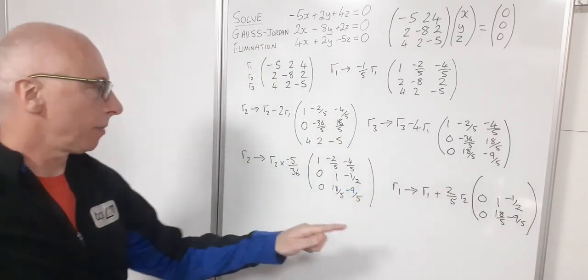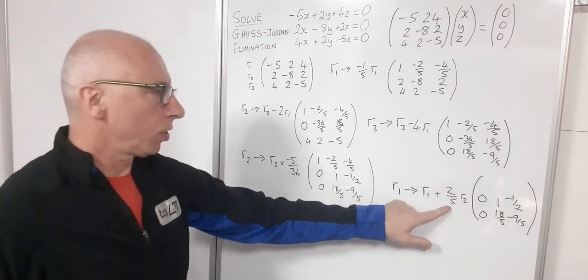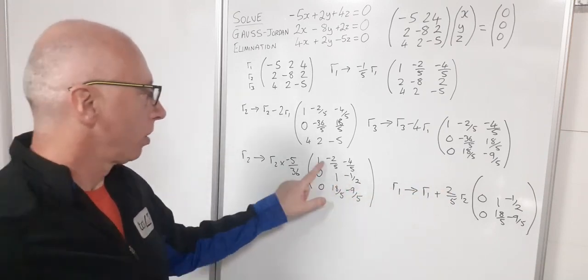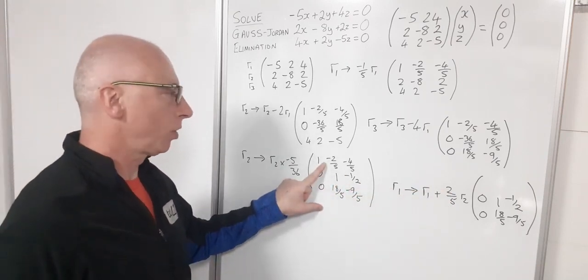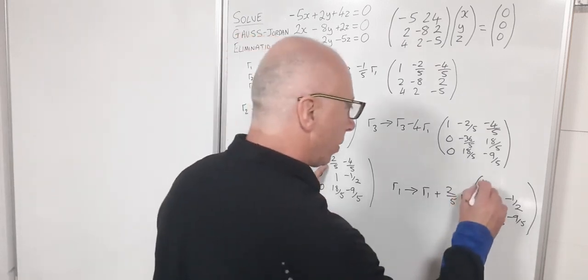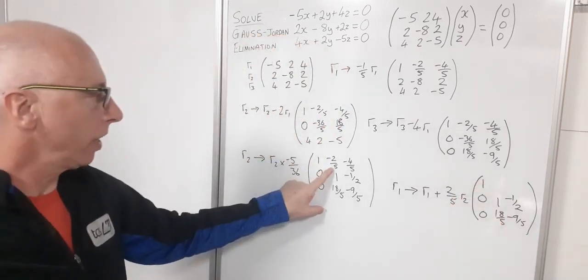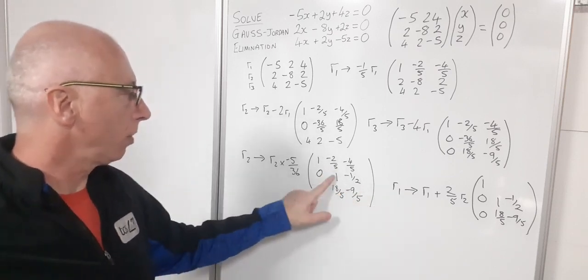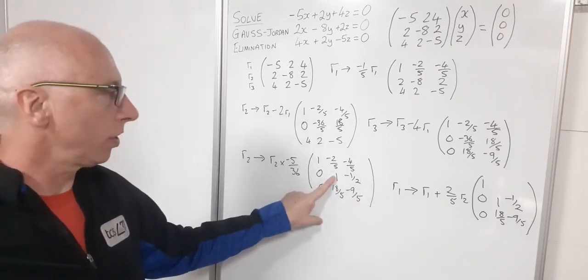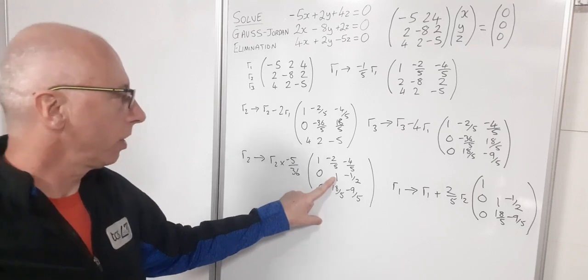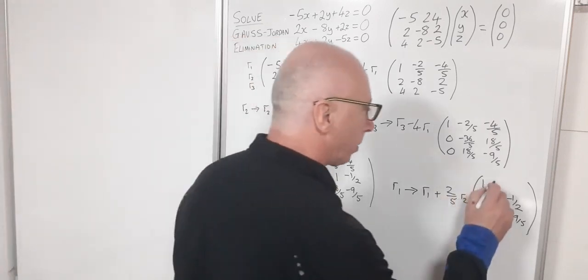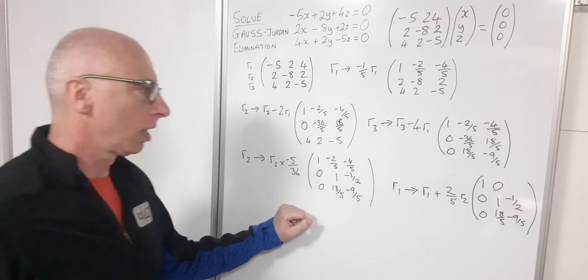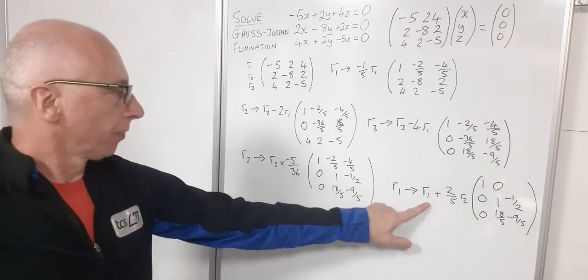Right, let's do this top row. So row 1 plus 2/5 of row 2. So 1 plus 2/5 of row 2, that's going to stay as 1, that's what we want. So this one here, I've got minus 2/5 plus 2/5 of row 2. So 2/5 of 1, that's just going to be 2/5. So minus 2/5 plus 2/5 gives me a 0. So that's great news. Now let's go with this one here.